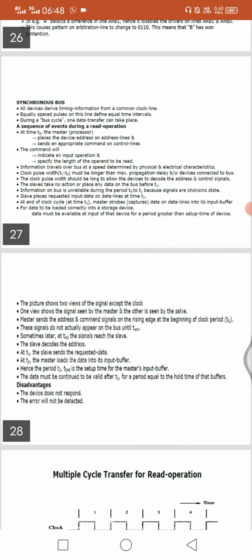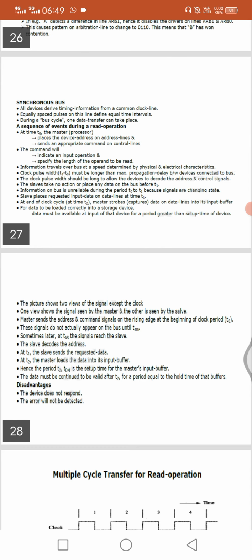Equally spaced pulses on the line define equal time intervals, which means here we give equal preference to timing intervals. Next, during a bus cycle one data transfer can take place. That means for every one cycle only one data transfer takes place.